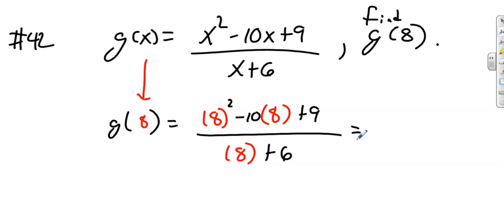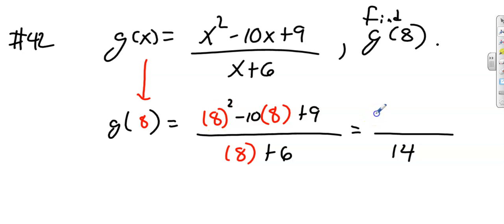Okay, if it's a fraction, really you're treating it like two different problems. You've got to simplify the top part, simplify the bottom part, and then come back and see what you get. Bottom part really quick and easy. 8 plus 6, that's 14. Nothing you can do there. Top part, a little bit more work because you've got more terms in the top part.